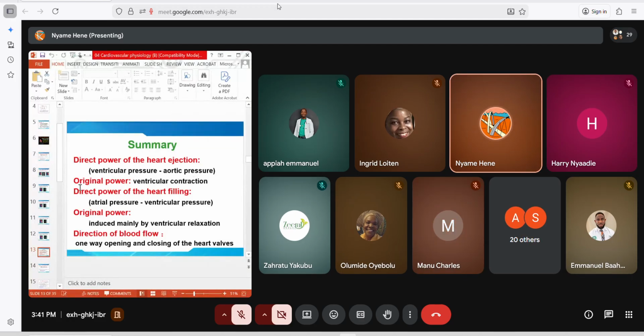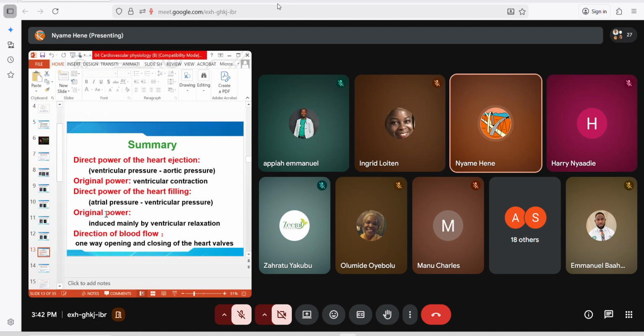I don't know if you understand. The direct power of the heart's ejection, the blood leaving the heart, is pumping, and the majority of the power stems from the ventricle, either from the right ventricle to the pulmonary artery, or from the left ventricle to the aorta, and then to the arteries. The original power of the heart is ventricular contraction. If the ventricles do not contract, the heart will not function very well.